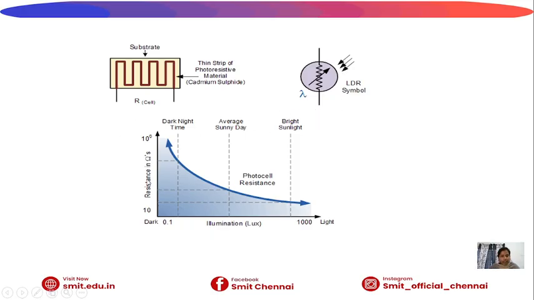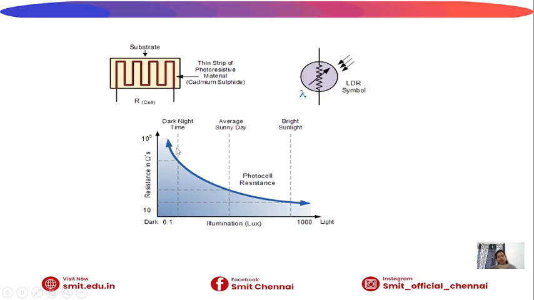Here the x-axis is the illumination, that is light. The dark means the resistance. When resistance increases, the illumination decreases. If the illumination is increased, the resistance will be decreased. Here you can see there is a low resistance but illumination is high. That is, light is high and dark is low, that is, resistance is low.